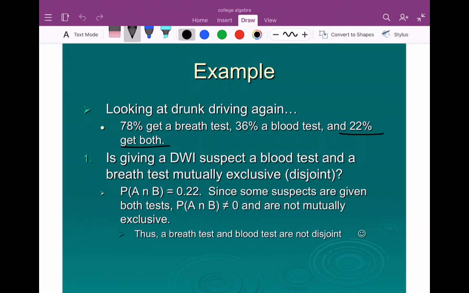So disjoint means that they share no outcomes in common. And in this case, because 22% do get both, they do have outcomes in common, and therefore they are not disjoint. You can also tell this if you were to make a Venn diagram, because when you make the Venn diagram, if they overlap and you can put a percentage on the inside, then they are not mutually exclusive.